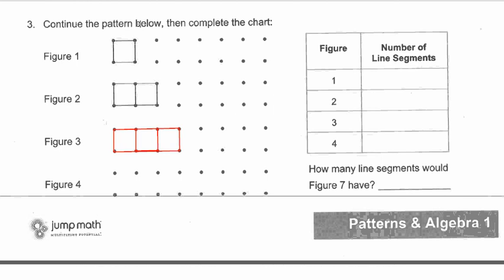3. Continue the pattern below and complete the chart. So this is much like the last one. You need to figure out what figure 4 would look like and draw it. I've given you figure 3. Count the line segments carefully, the outside and the inside, and then predict or skip count to get up to figure 7 to find out how many line segments it would have.